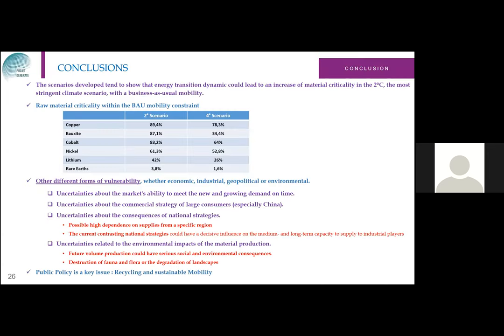So in conclusion, this is a table in a nutshell to put all the results of the criticality we obtain considering the business as usual mobility. And we are seeing that copper is reaching 89.4%, while for rare earth, we are only at 3.8% in the 2 degrees. Of course, rare earth is considered as one and not a subdivision of the 17 rare earth elements. If you subdivide by each element, we will face different levels of criticality.